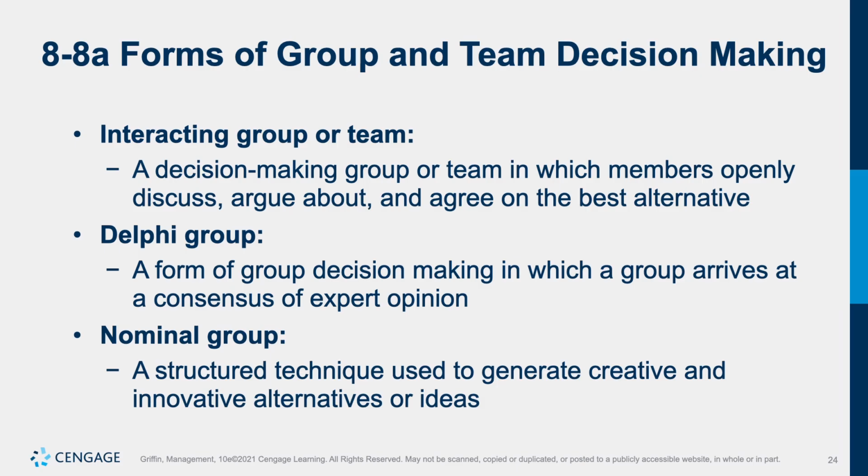Forms of group and team decision making. We have three of this group and team decision making we'll be discussing, and the first will be the interacting group or team. And this is a decision making group or team in which members openly discuss, argue about, and agree on the best alternative.